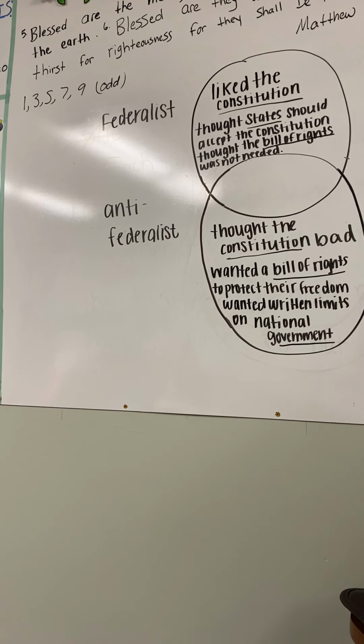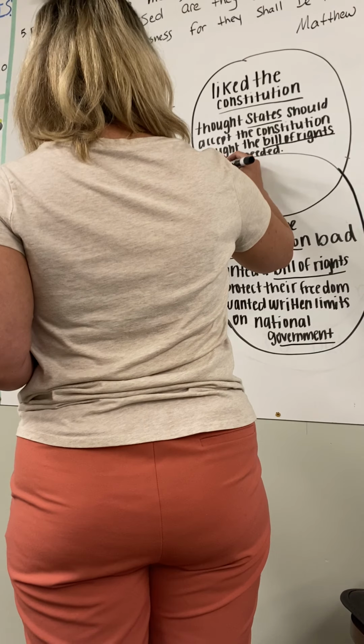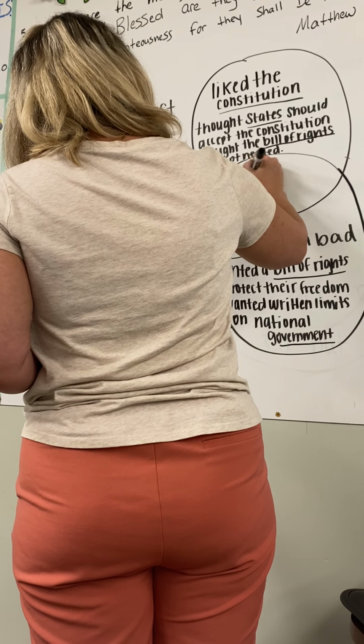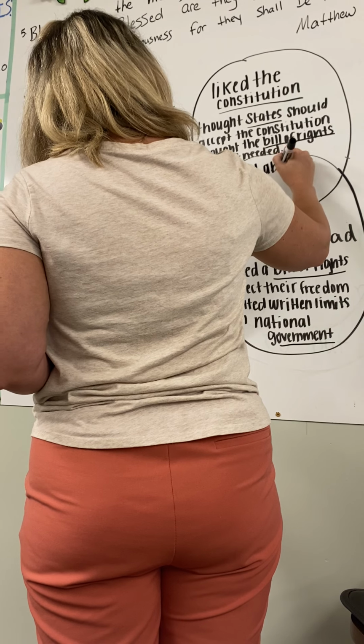Liam? Here, the center. Right here. Cared about the country. Very good. So the thing that they all had in common is already written there for you on your Venn diagram. They cared about the country. This is already written, so you don't have to worry about it. They cared about the country and they loved freedom.